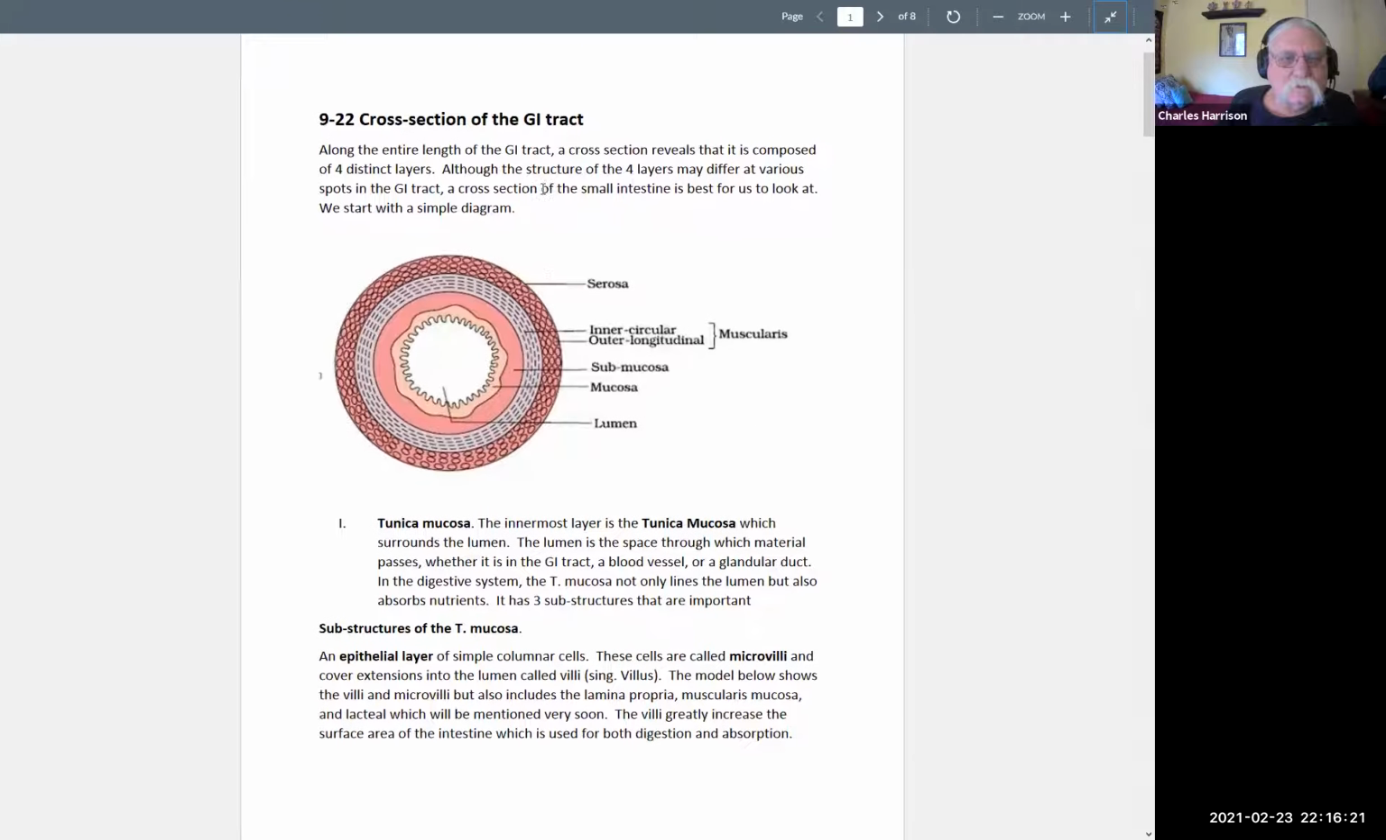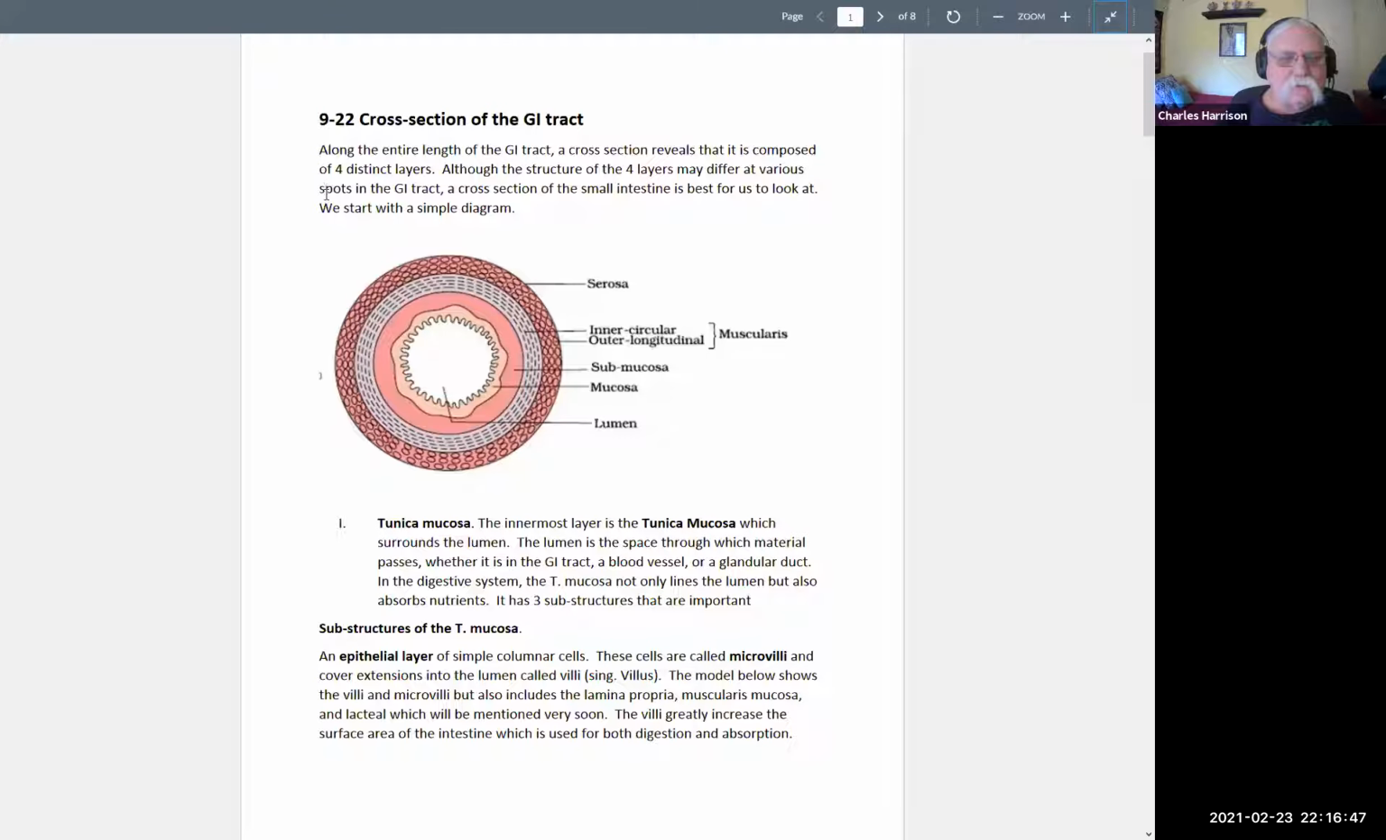I changed that, so I don't know why I didn't change the date. Sorry about that. I changed that last night, but I must have missed one of the save buttons. Same thing, cross section of the GI tract, and that bugs the hell out of me. You know I will change it.